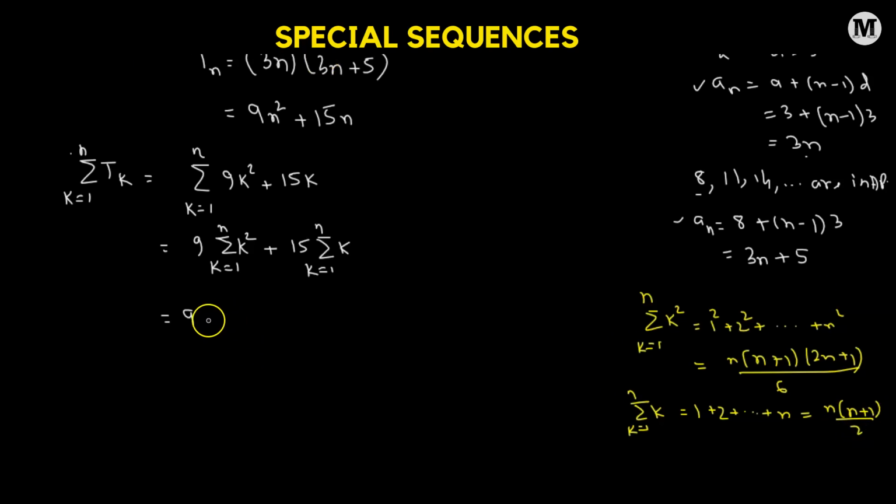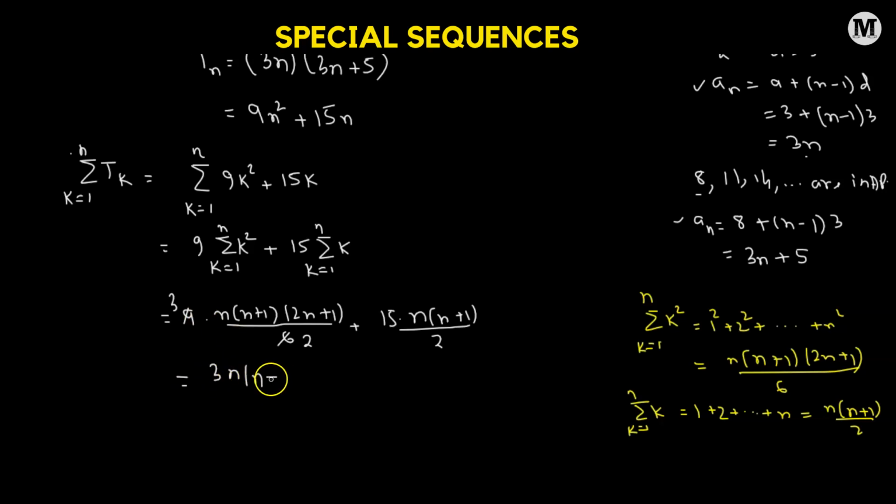So we have n multiplied by n plus 1 times 2n plus 1, whole divided by 6, that will get added to 15 multiplied by n times n plus 1, whole divided by 2. Okay, so we have 3 times 3, that's 9, and 3 times 2, that's 6. Now what we can do is take 3, n, and n plus 1 as the common factor from both of the two terms. So that means this will get multiplied by 2n plus 1 over 2, added to 5 over 2.